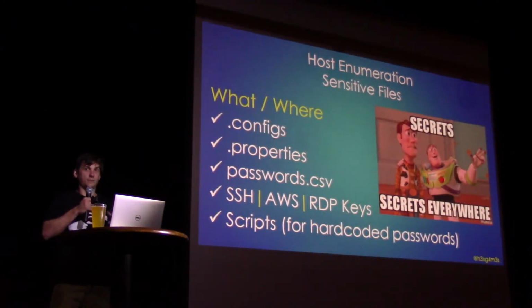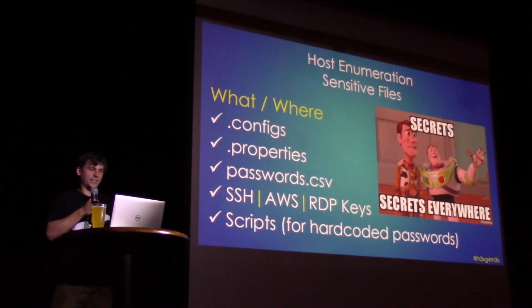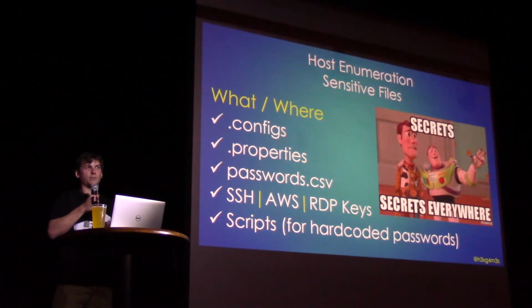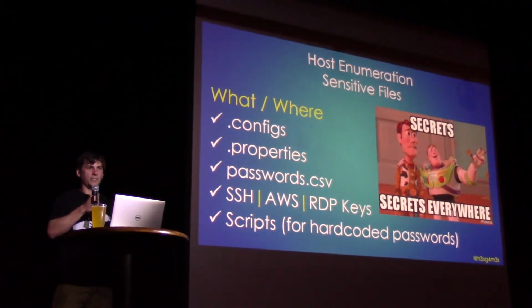Next, we're looking at sensitive files on the host. Ideally, I tend to look at .configs, .properties, anything with passwords in it, SSH, AWS, RDP keys, any kind of loot we can get off of one host. And then scripts or PowerShell scripts, especially with admins, they have a lot of migration scripts or something built in that have hard-coded passwords in them. Anything we can do to find more access through the network later on.